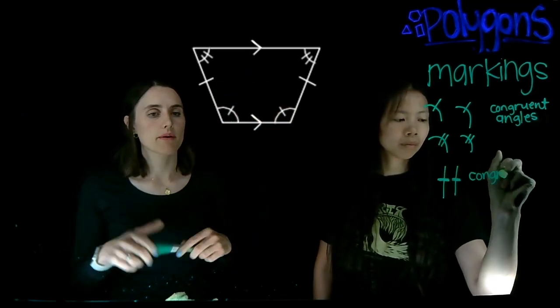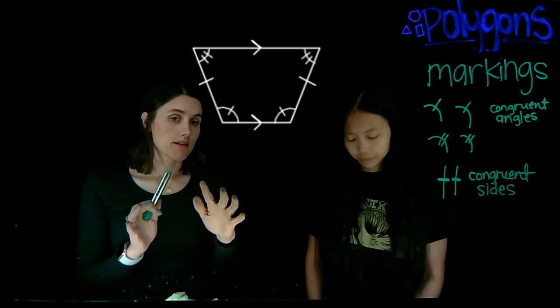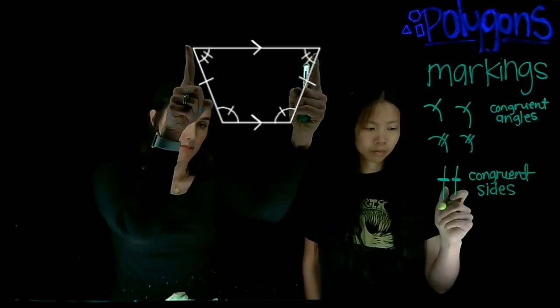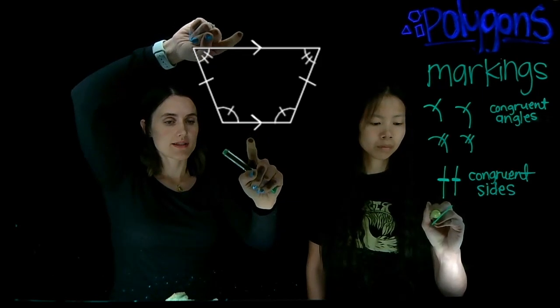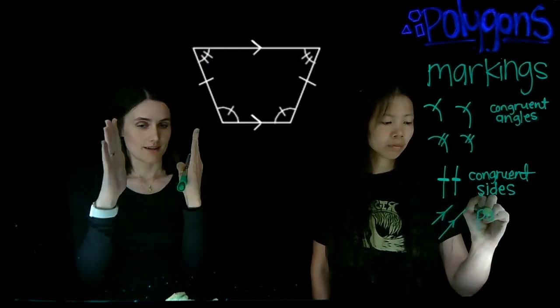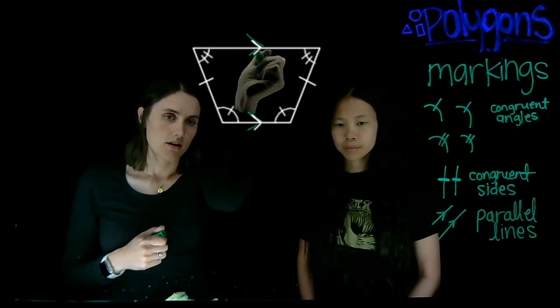The last marking that we want to talk about is this arrow right here. This arrow does not mean that the lines are congruent, because as you can see, this line is much shorter than this line, but they both have an arrow. The arrows tell us that the lines are parallel. And if you remember, parallel lines are two lines that will never intersect each other. And so this tells us that this line and this line are parallel to each other.